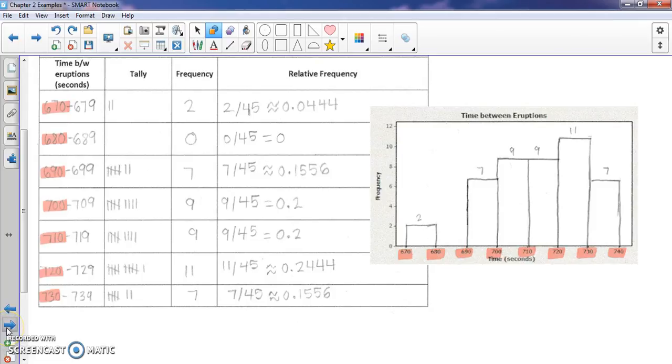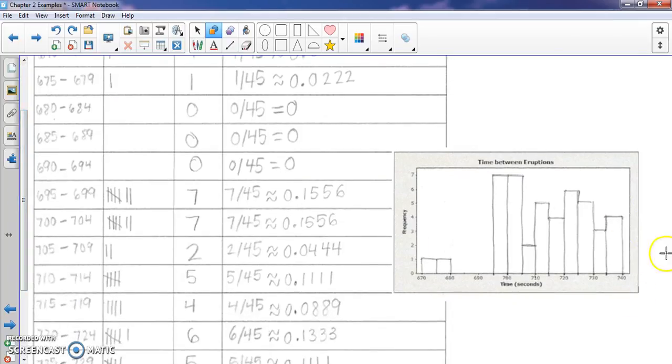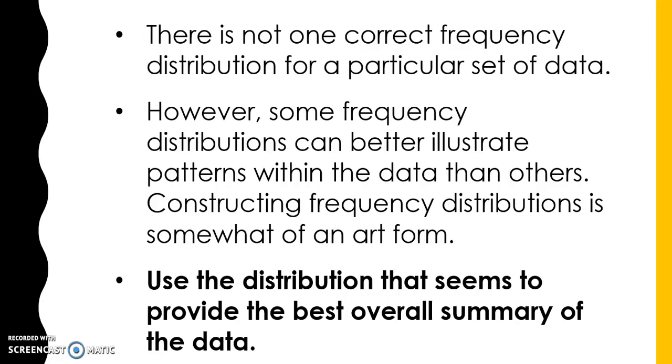If we go on over, we can see now if we look at a class width of 5, I did the same thing with the data there, and my histogram looks quite different. What we want to keep in mind here is there's not one correct frequency distribution for a particular set of data, but some of them better represent it. So you want to use the distribution that best represents your data. That pretty much sums up frequency, relative frequency, frequency histograms, and relative frequency histograms.